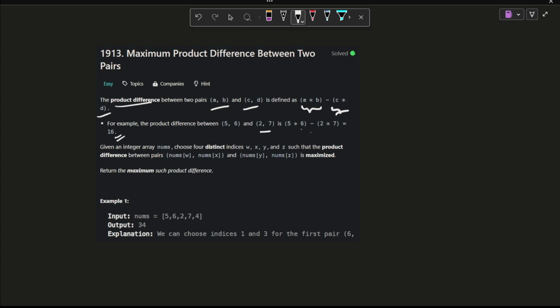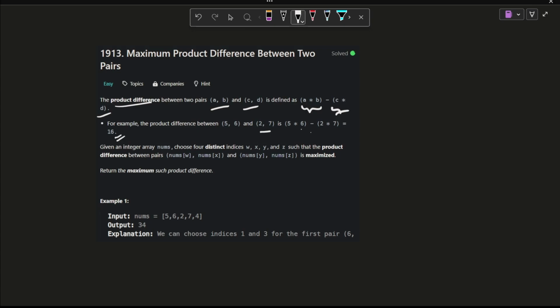Now given an integer array nums, choose four distinct indices w, x, y and z such that the product difference between pairs (nums[w], nums[x]) and (nums[y], nums[z]) is maximized. Return the maximum such product difference.